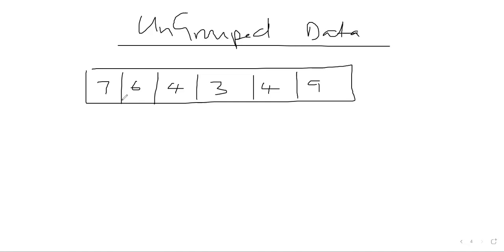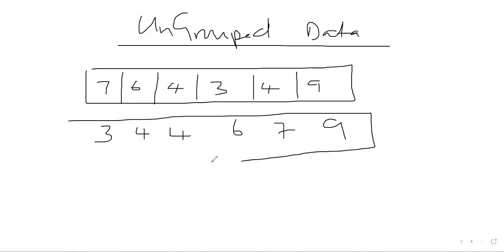The first thing you need to do is rearrange the data in ascending order. So what's the smallest figure here? We have 3, 4, 4, 6, 7, 9. So these have already been rearranged in ascending order.